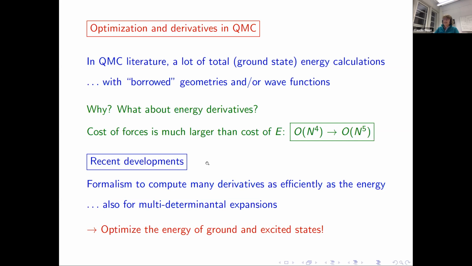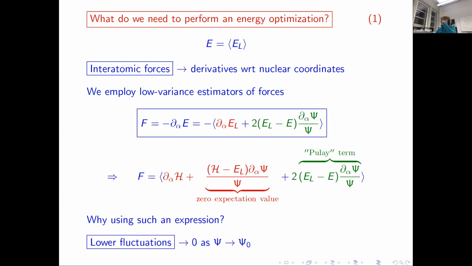What I will present here, at least, are recent developments. At least, we're going to show that it's possible to compute many derivatives, also for wave functions with many, many determinants, as efficiently as the energy. And therefore, we are really in a position to optimize the energy of the ground and excited state with respect to parameters or also structural parameters. Okay, and I will show some results later.